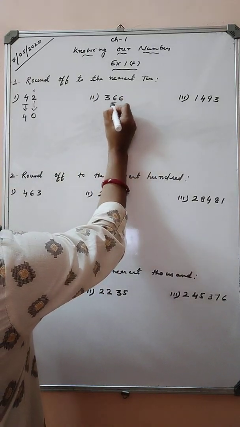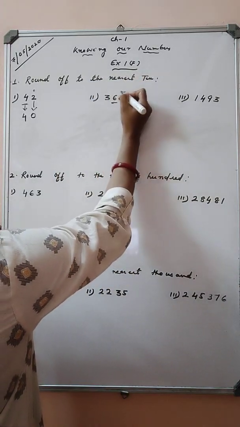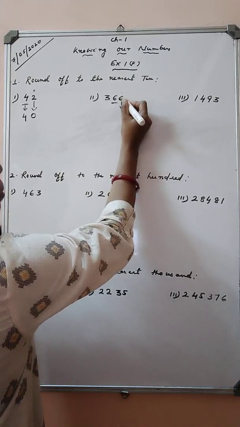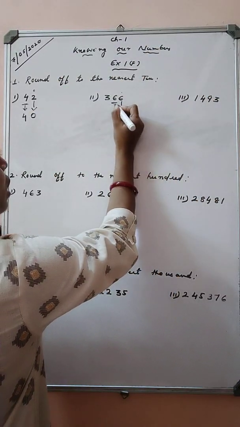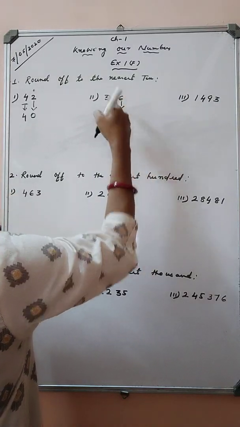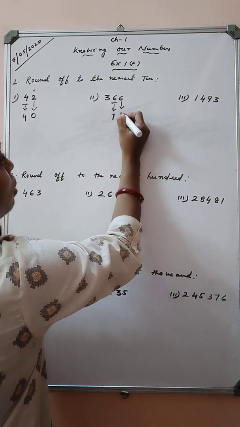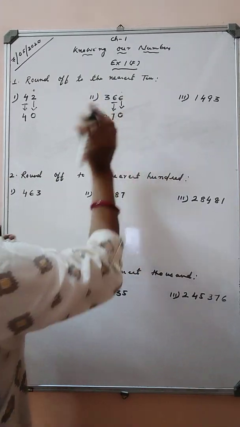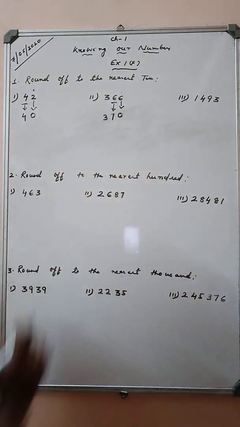Ones, tens. So this is our rounding place according to the question. So we have to see the digit at ones place. The digit at ones place is 6. It is more than 5, so we have to round up. So 6, if we add 1, it will become 7. And this will be replaced by 0. And 3 will be written as it is. So 366 got rounded to 370.